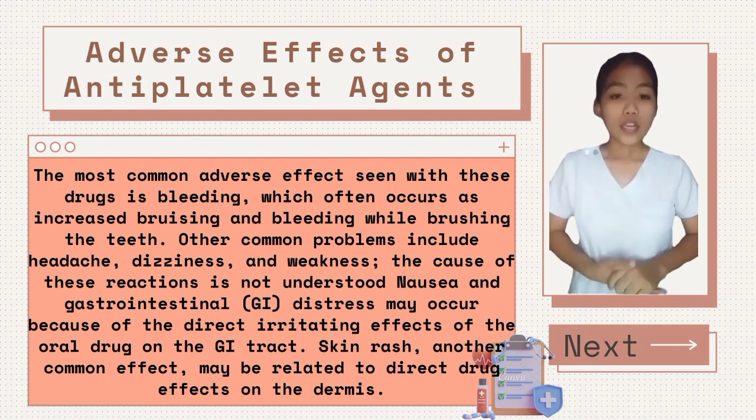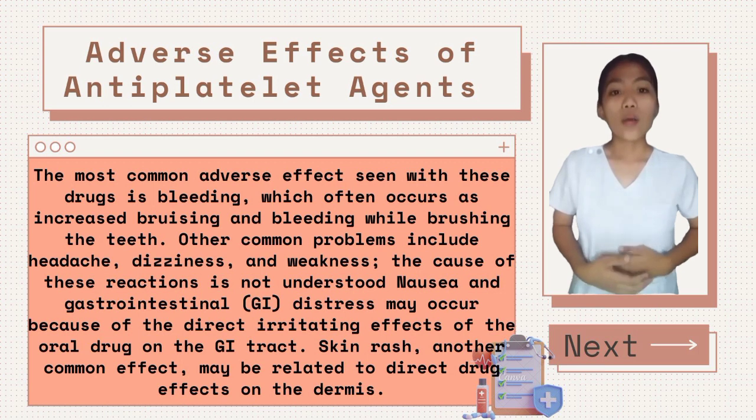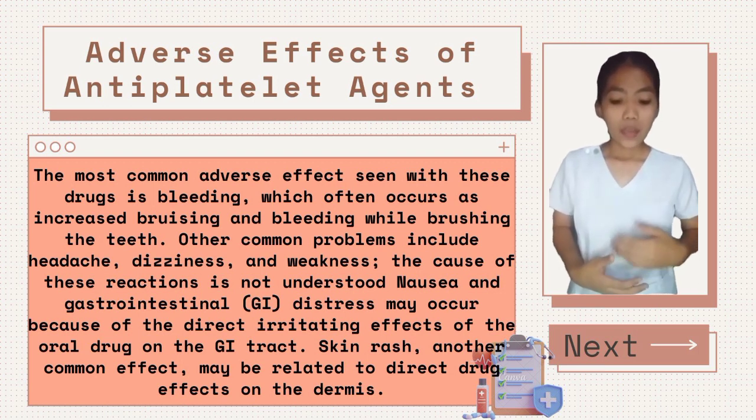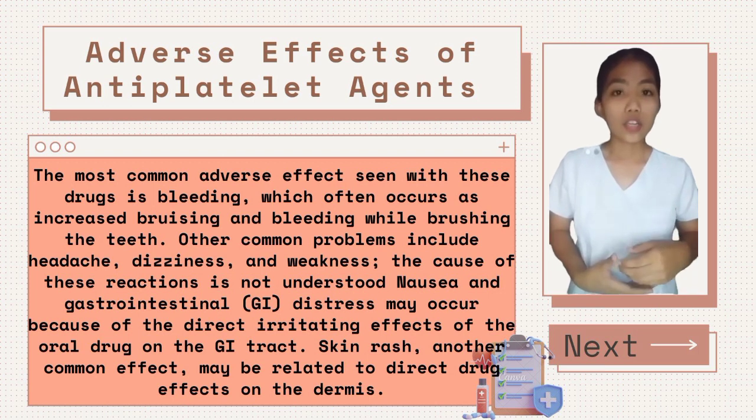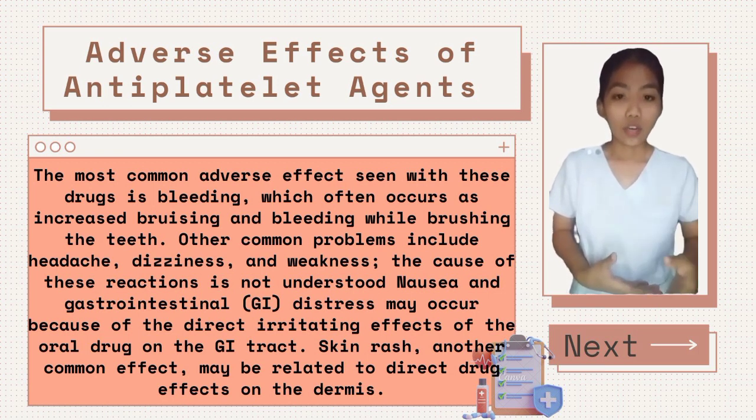Then for our gastrointestinal system, there are nausea and GI distress, such as vomiting and stomach or abdominal pain, which may occur because of the direct irritating effects of the oral drugs on the GI tract. Also, skin rash is another common effect, which may be related to the direct drug effects on the dermis.